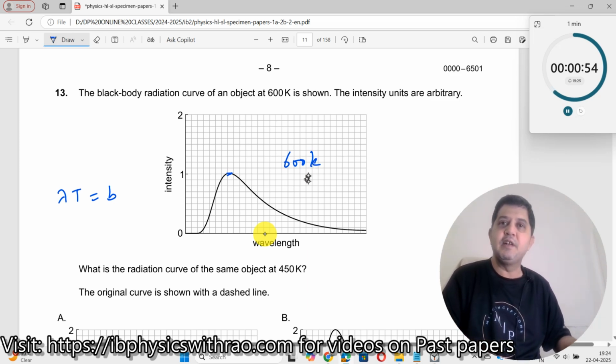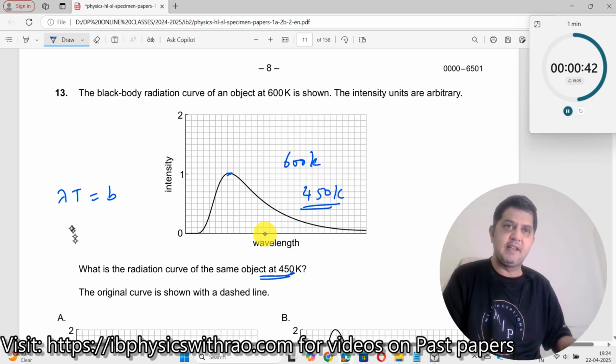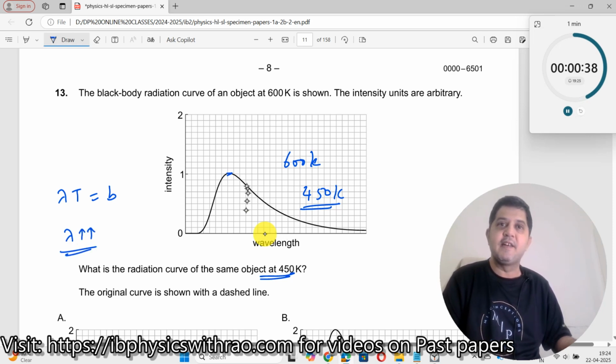Now what's happening over here? Initially this curve is for 600 Kelvin. Now you reduce the temperature to 450 Kelvin. At 450 Kelvin, what is the curve? If the temperature is reduced, what happens to the wavelength? The wavelength should increase. Which wavelength? Not all wavelengths. The maximum peak wavelength should increase.